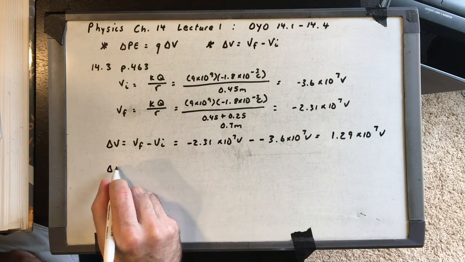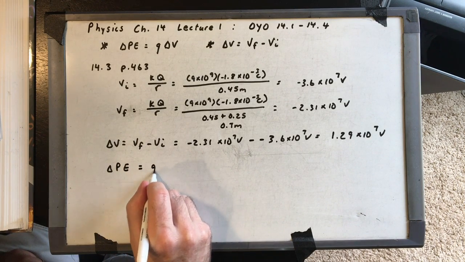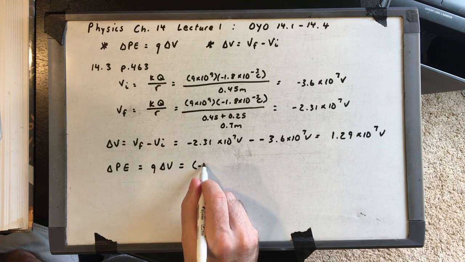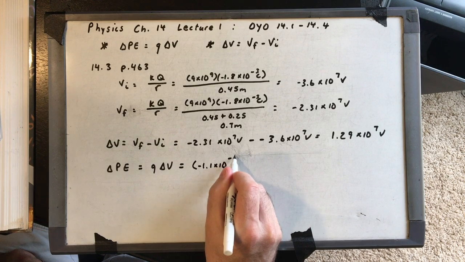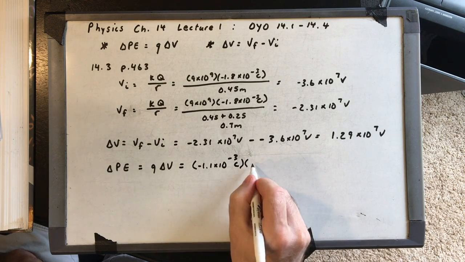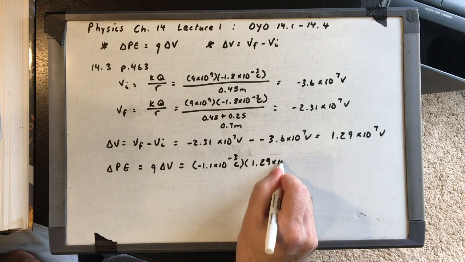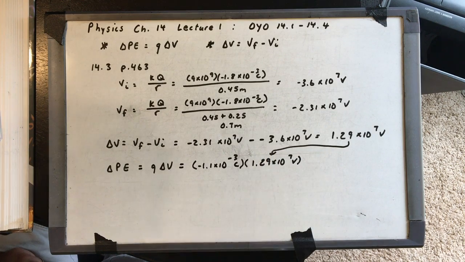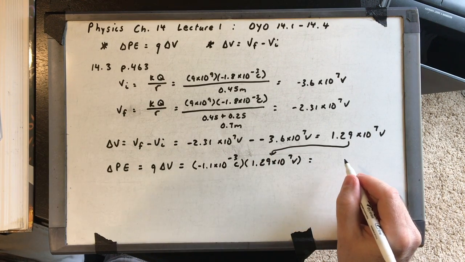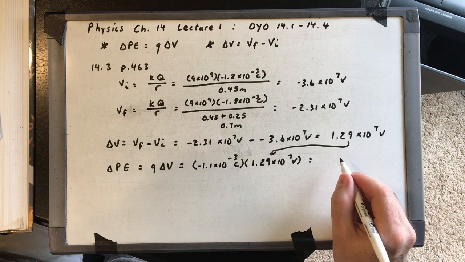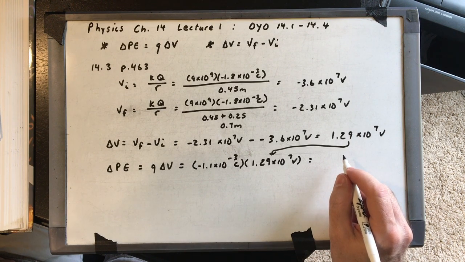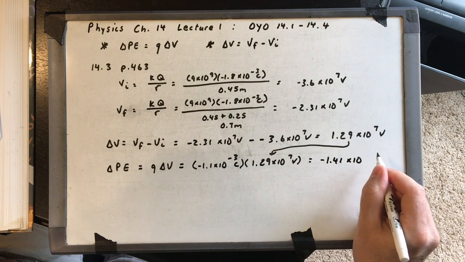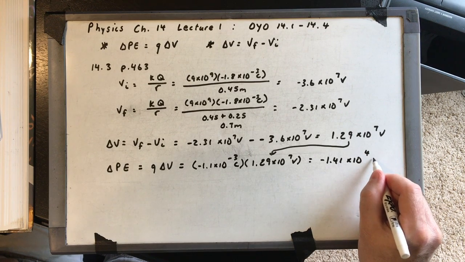Now we can answer the question, what's the change in potential energy? Well, it's q delta V. Little q, the moving charge, is negative 1.1 times 10 to the minus 3 coulombs. Change in voltage, you just figured out, 1.29 times 10 to the 7th volts. All right, so place that in your calculator and you'll get a negative 1.41 times 10 to the 4th, and that will be joules.